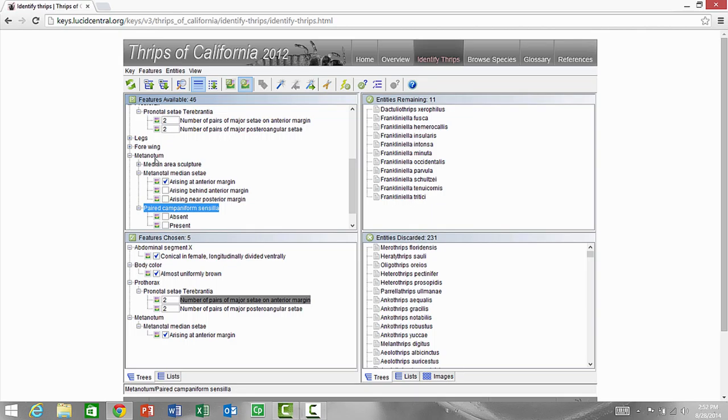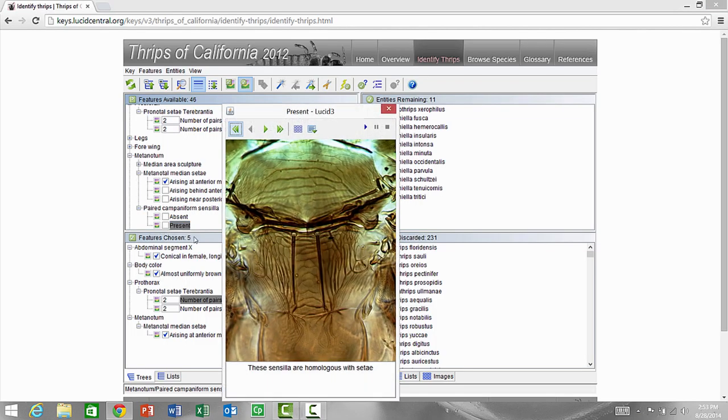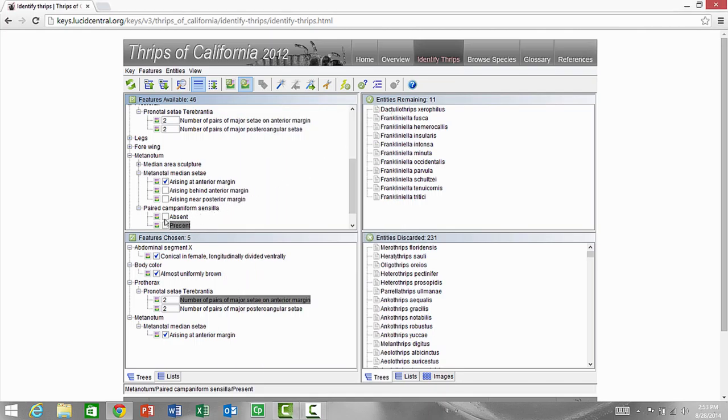Going to higher power. And focusing. Here we have the metanotum. Suppose you didn't know what the campaniform sensilla were, you could click on one, this choice that says present, and you can see them here. Do we see that in our specimen? No, we don't see them. So we're going to say absent.